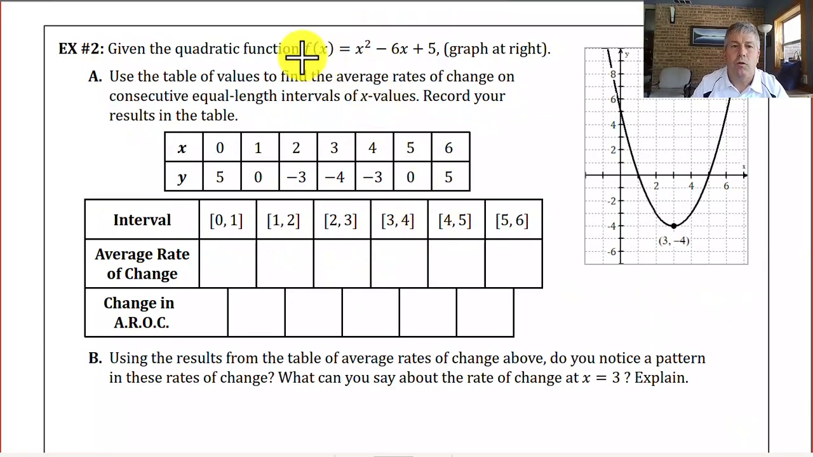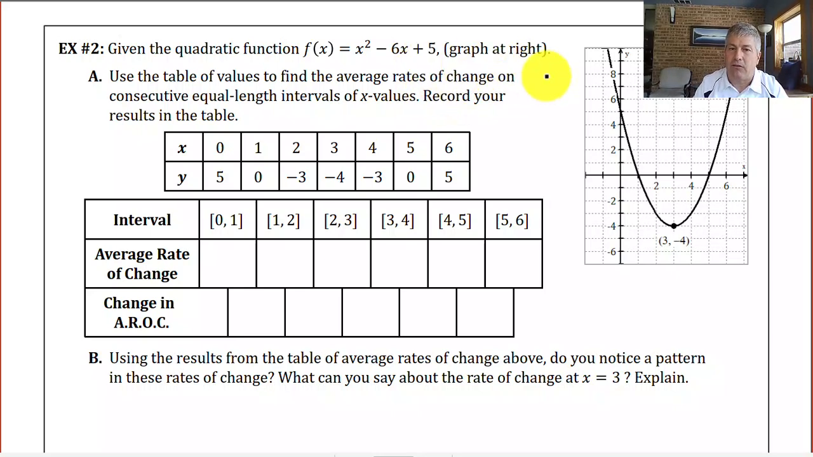In example 2, we're given a quadratic function, x squared minus 6x plus 5. They've graphed it for us here at the right. And it says, use the table of values to find the average rate of change on consecutive equal length intervals of x values. Record your results in the table.